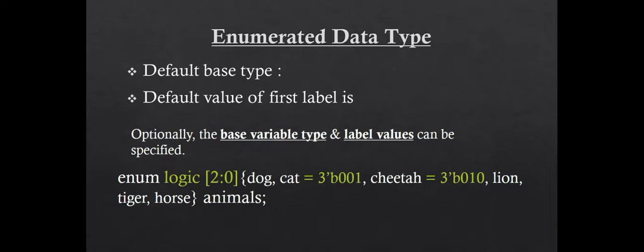And the default base type of an enumerated type is int, and the default value of the first label is 0 within the enumerated list. Optionally, the base variable type and label values can be specified. Like we have enum logic [2:0] {dog, cat = 3'b001}. Here we have specified the label value and here we have specified the variable type as logic. That is how we can specify as per our requirement.